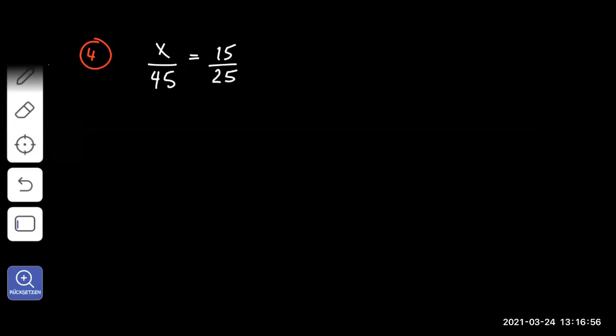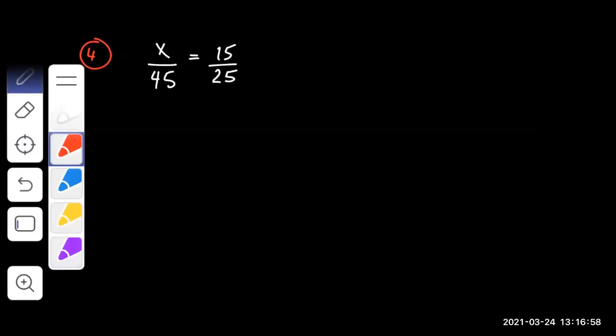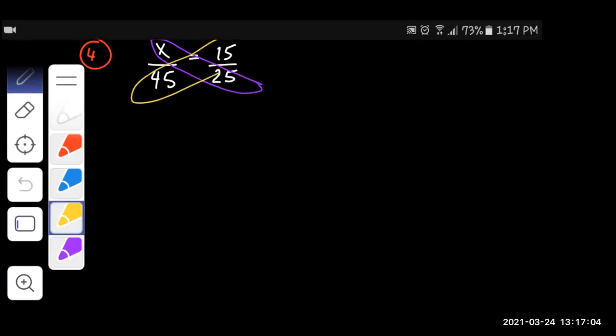Let's look at this now. Again, 15 is to 25 what x is to 45. How do I solve that? I need to find what value here for x makes this proportion true. Okay, we can use the butterfly method. That is the idea we're going to use. Let's multiply this times this, and we're going to multiply this and this. Okay, that is the butterfly.